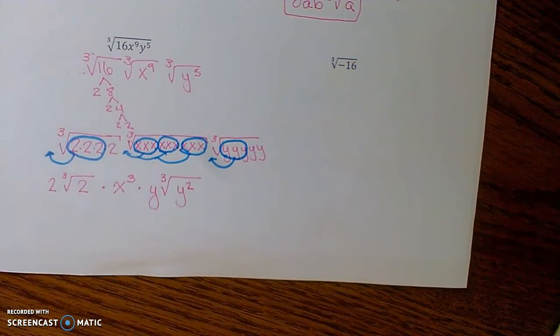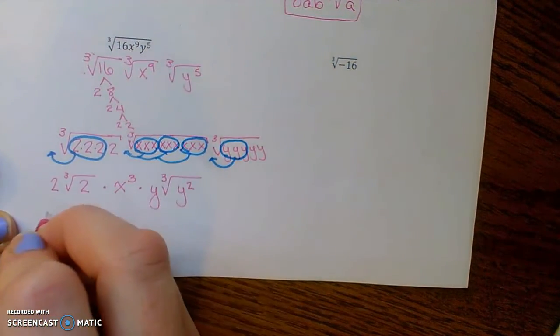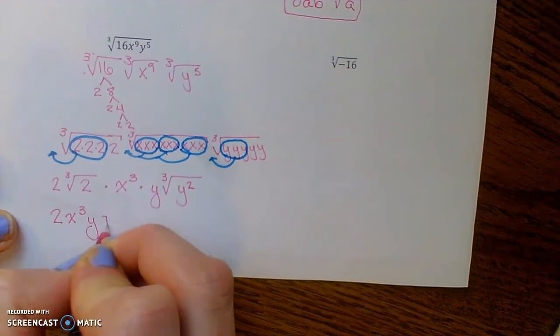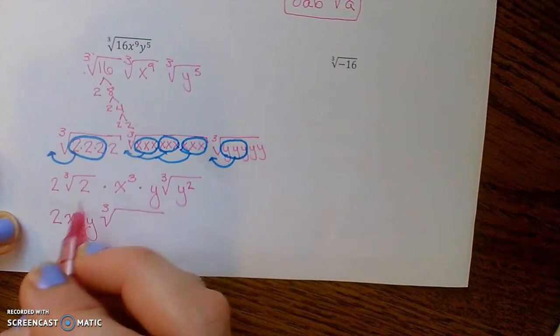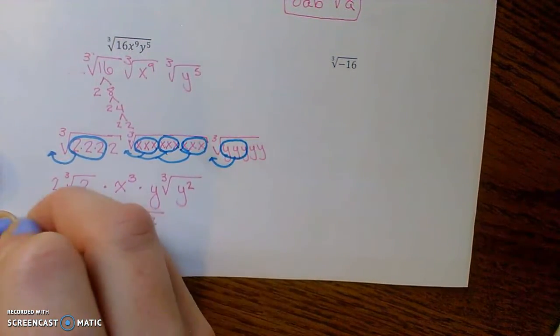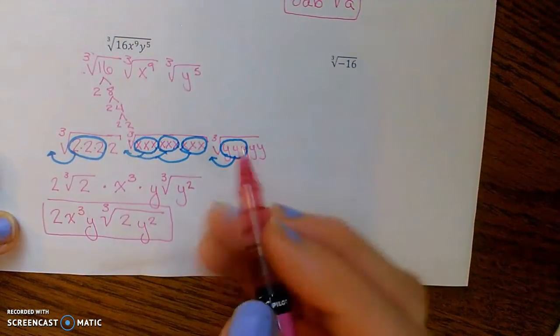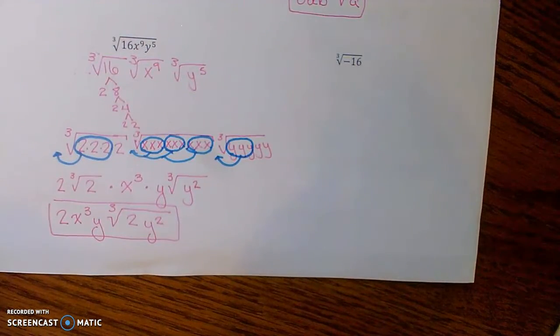All right, now let's reorganize these things and write all of the outside factors together. So you've got 2x cubed y. And what's left underneath the radical is the cube root of 2y squared. All right, so that's an example where we have a cube root of stuff with variables.